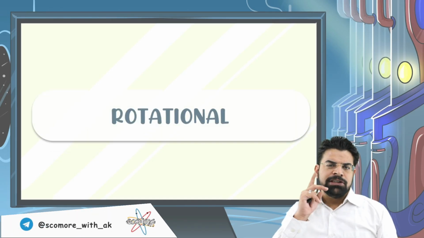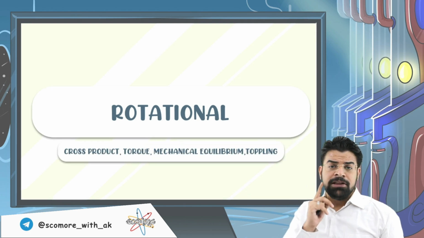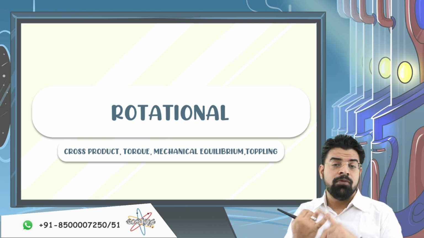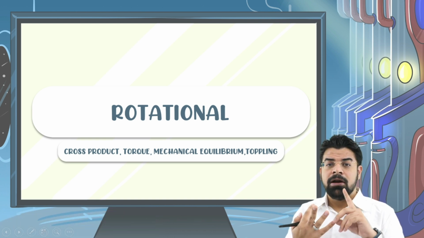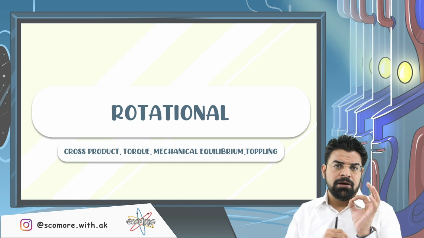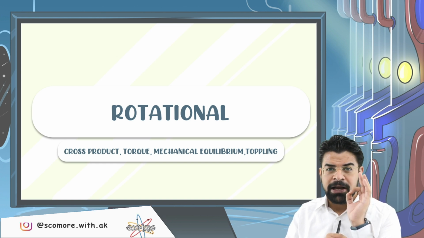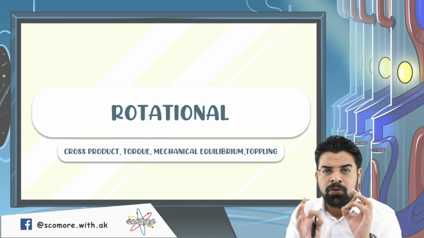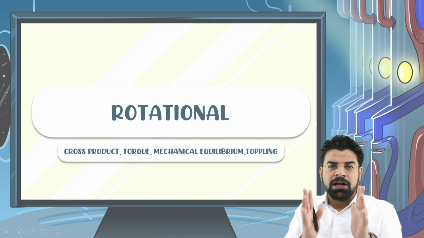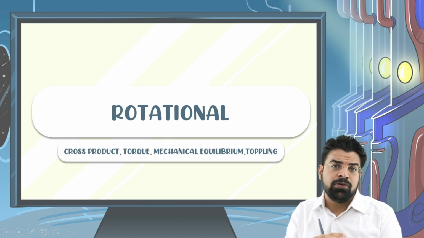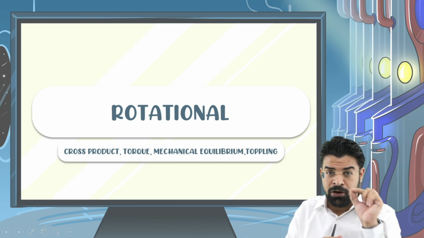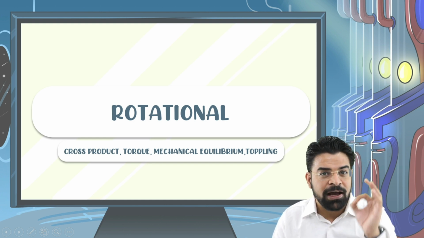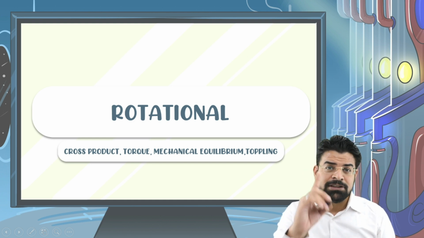Hello everyone, so this is hour 2 of rotational, and in this hour we are going to talk about cross product, how to write torque, what is mechanical equilibrium and what is toppling. Now beta, the most important thing here is mechanical equilibrium, but to do mechanical equilibrium you need to understand how to write torque. So we will do more than 25 questions in this particular hour to understand how to write torque, and I will try to make sure that you are as fast at writing torque as I am. So without wasting time, let's start today's hour.